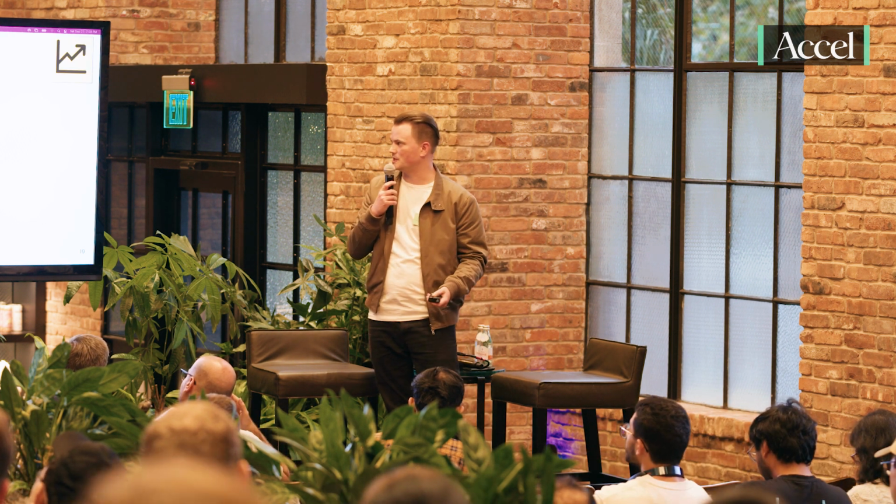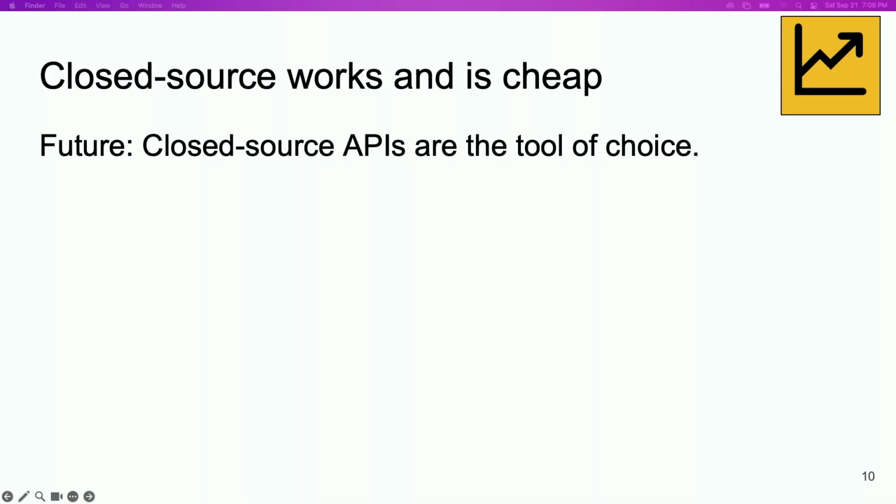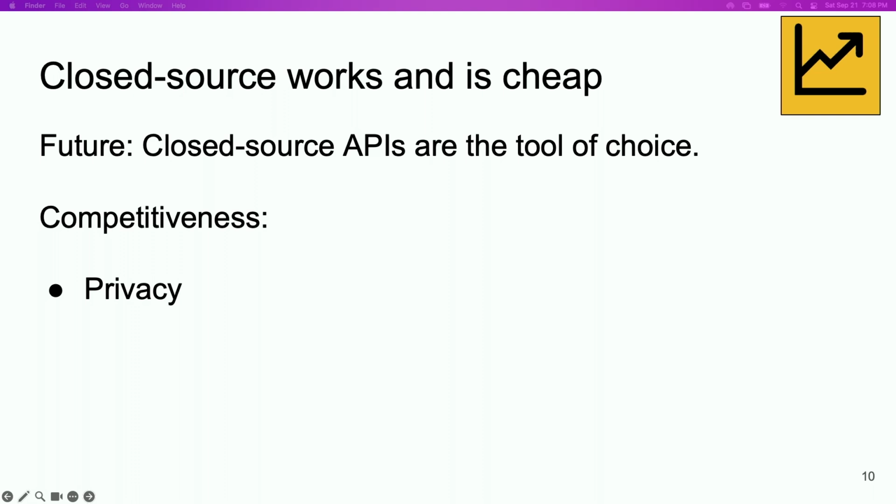Closed source works and is cheap. If you look at that future, it basically looks like everybody will use the closed source APIs. That's the tool of choice. How can we compete in that environment? If we think about the competitiveness factors, one is still privacy. There will be a lot of people that still say, I will not send my data to this API. Be it hospitals or other very privacy-focused institutions, but it might also be just users, like my personal data. I will not send it to some OpenAI API or something like that. Maybe you want to process on your laptop, and that is a competitive advantage.